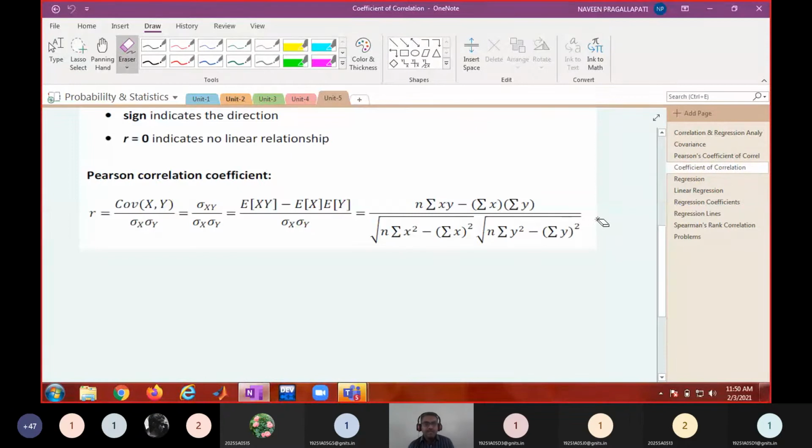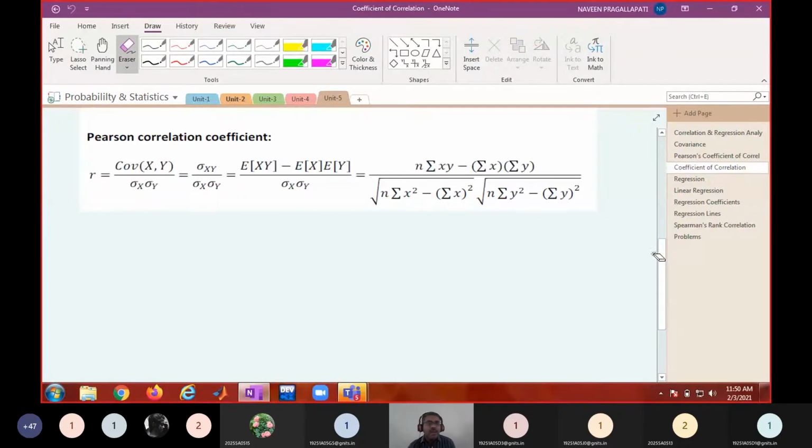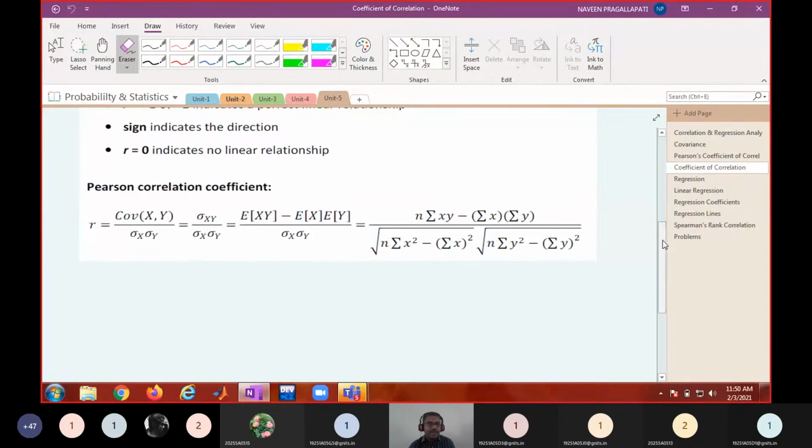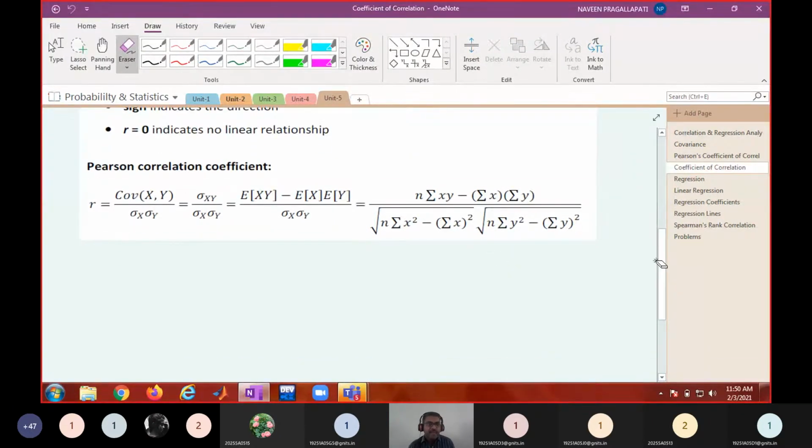So these two are agreeing. Now we are ready to go for the problems, okay. But before going to the problems, let me get one more expression for r. Let me see what is this: sigma square of x plus y or x minus y. What do you mean by this?